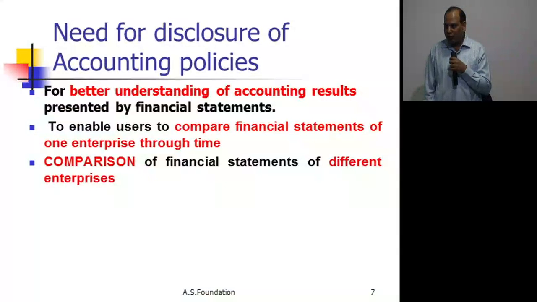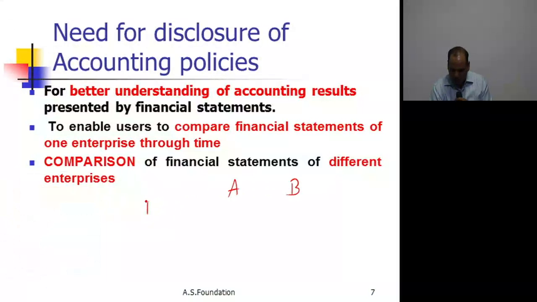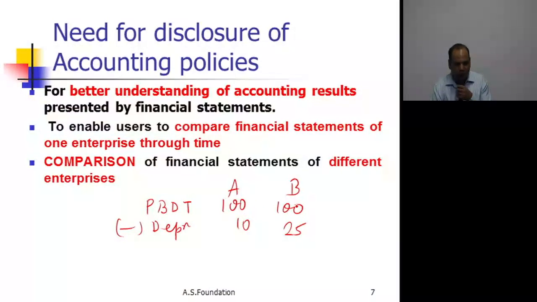If you see one company showing higher profit, don't jump to the conclusion that that company has performed better. If you know about their financial accounting policies, you can compare them better. Suppose A and B are two companies. Profit before depreciation and tax is 100. Less depreciation: one follows straight line method, one follows WDV method. So their profit before tax will be 90 and 75.